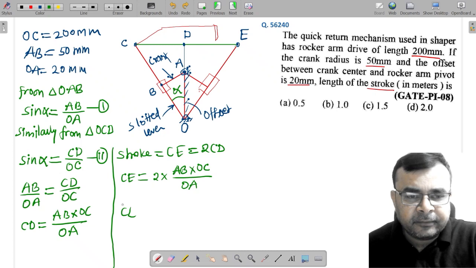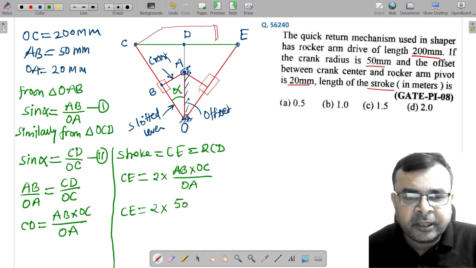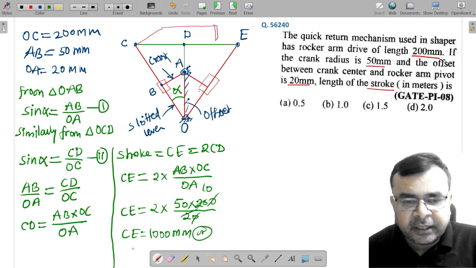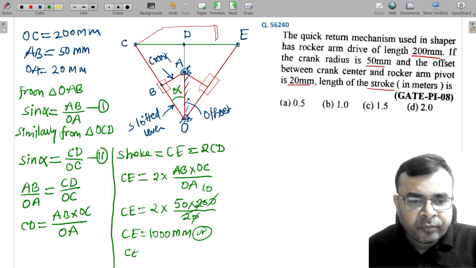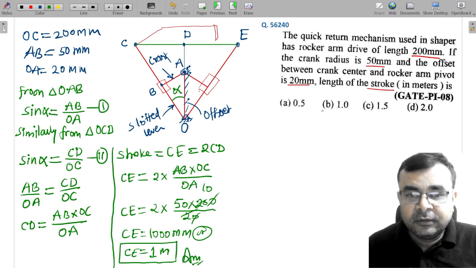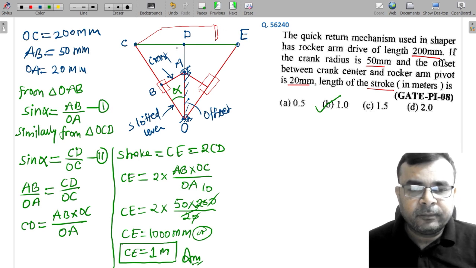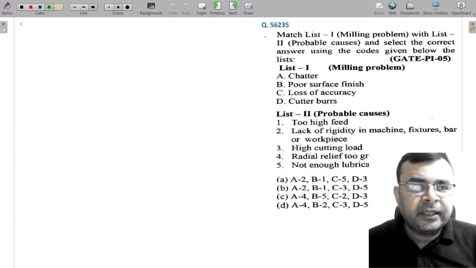From this, if I put all the values here, AB is given as 50 millimeter, OC is also given, that is 200 mm, and OA is 20 mm. If I simplify this, you can see this is 10, so 500 into 2, which means C is 1000 millimeter, or C is equal to 1 meter. This is the right choice, so the correct answer is option B. I hope you understand how to determine stroke length in a single-sided quick return motion mechanism. Okay, so let's see another question.